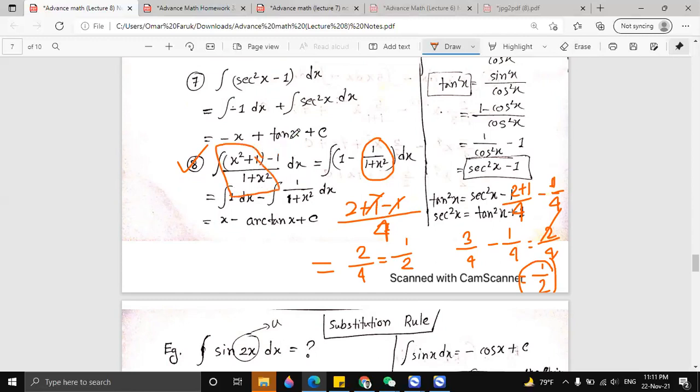x square and minus 1 by 1 plus x square, okay? So if I separate this, we can get x square plus 1 and this x square plus 1, they get cancelled and we get 1 here. And here we have minus 1 by 1 plus x square. You see here, minus 1 by 1 plus x square, okay?